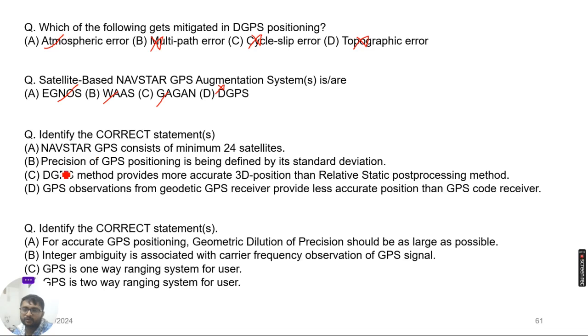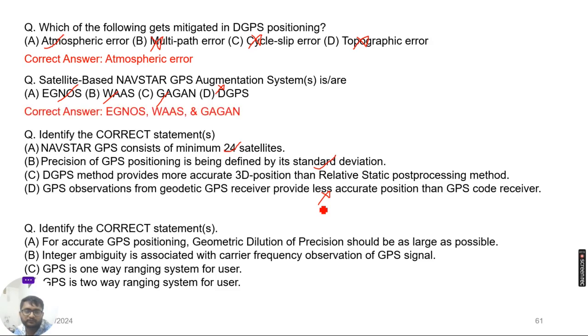Then what is true for this? Now GPS consists of minimum 24 satellites, so this is true. Then precision of GPS positioning is being defined by its standard deviation, so that is also true. Then the GPS method provides more accurate 3D position than the relative static position, so that is not true. Then the GPS observation from geostatic GPS receivers provides less accurate position than the GPS code receiver, so that is also false. So the first one and the second one is right.